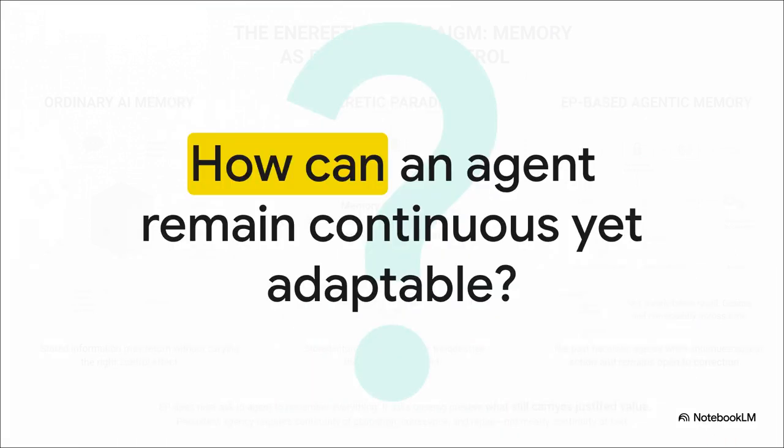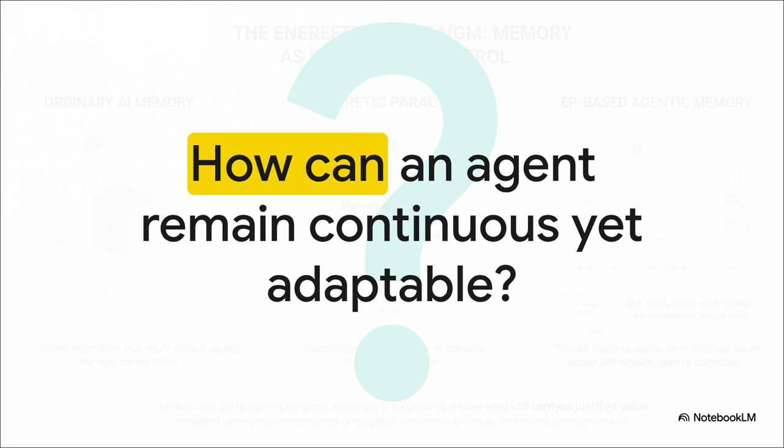So let's jump right into the central question of the energetic paradigm. How can an artificial agent remain continuous across time without becoming rigid, incoherent, or detached from reality? Think about it. Right now, an AI model can do incredibly useful work today, but then it essentially wakes up tomorrow as if yesterday never even happened. Sure, it might have access to a conversation history, but merely storing that history? That is not the same thing as persistent agency.